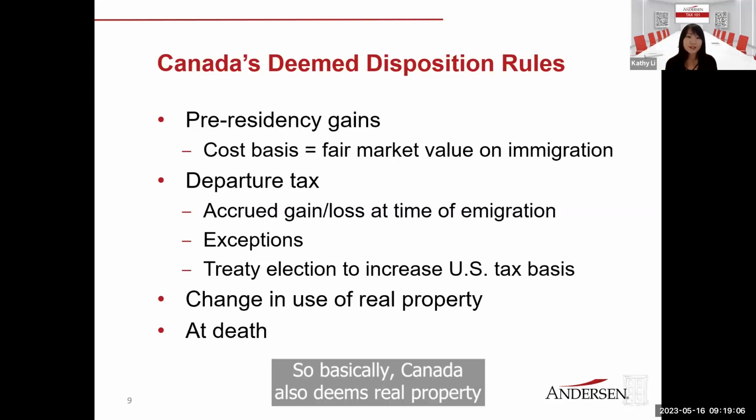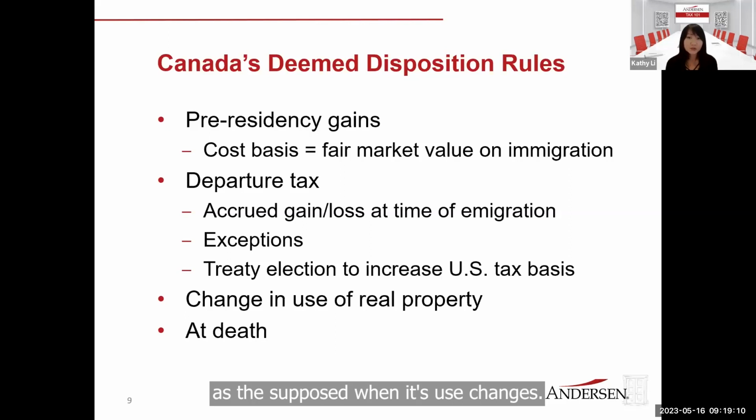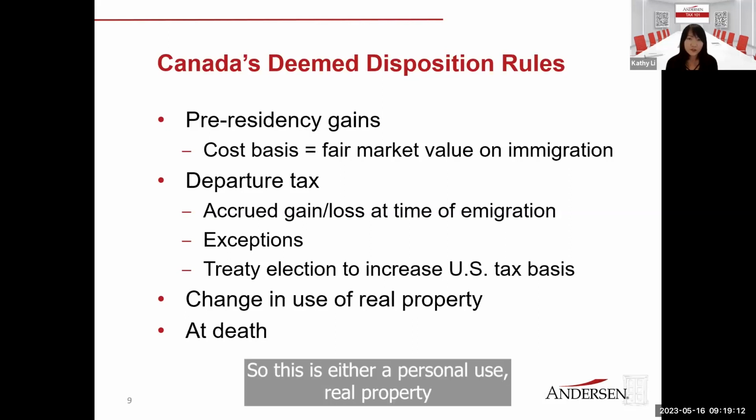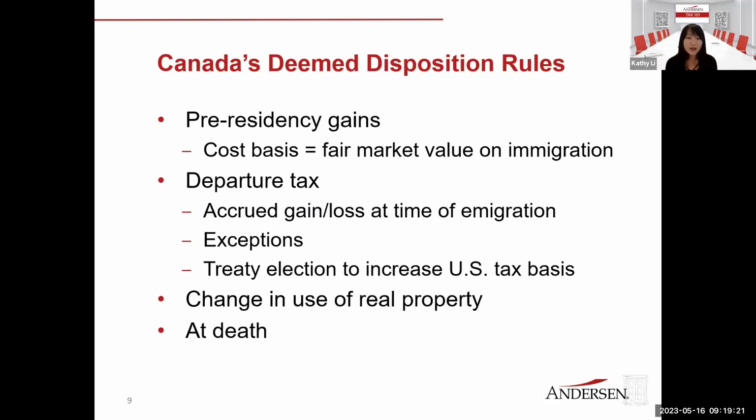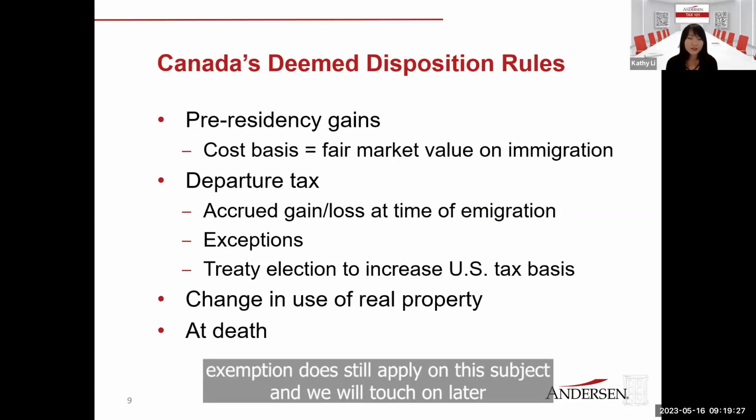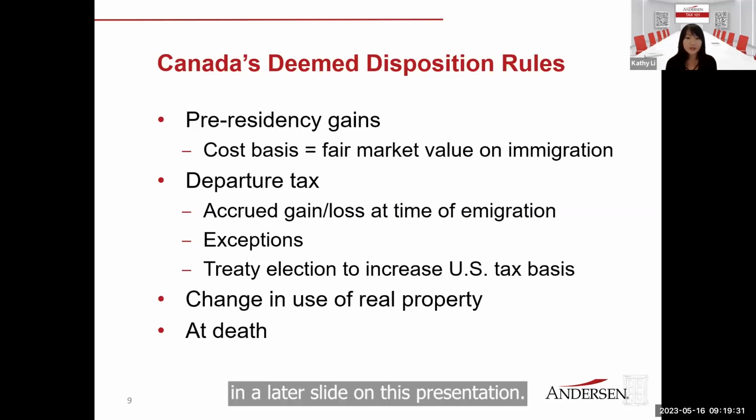Okay, so the next point we're going to cover is the change in use of real property. Canada also deems real property as disposed when its use changes. This is either a personal use real property being changed to an income producing property, such as a rental, or vice versa. The principal residence exemption does still apply, and Emily will touch on this subject later in a later slide in this presentation.